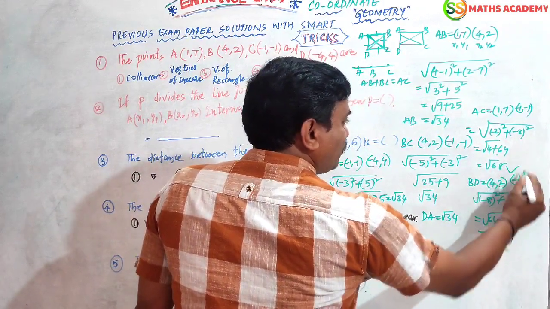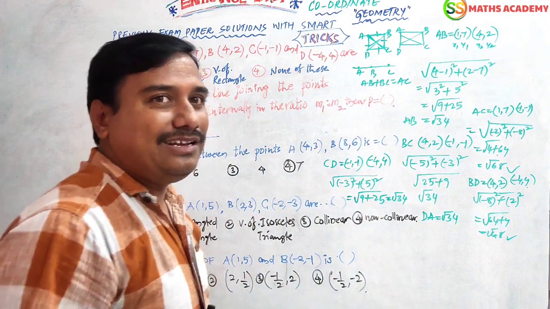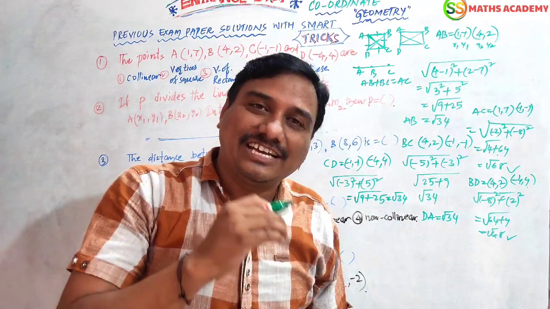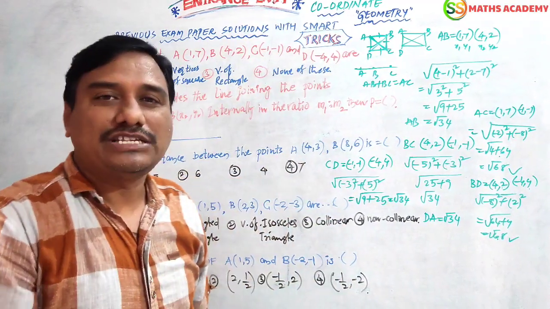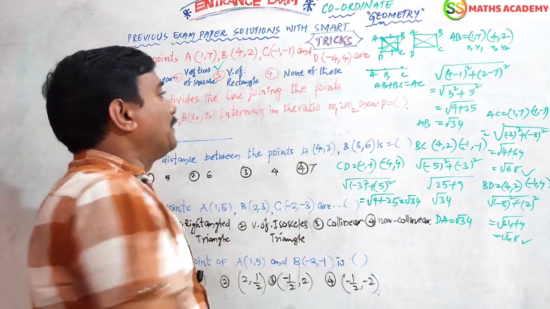Yes, the diagonals are also equal. All sides are equal. In a quadrilateral, if all sides are equal and diagonals are equal, then it forms a square. The answer will be square.